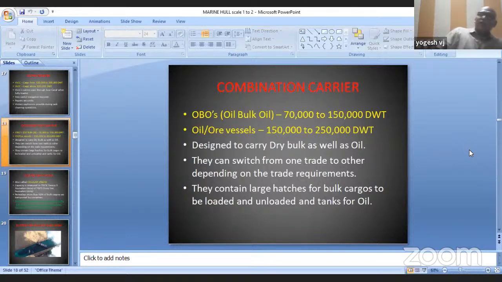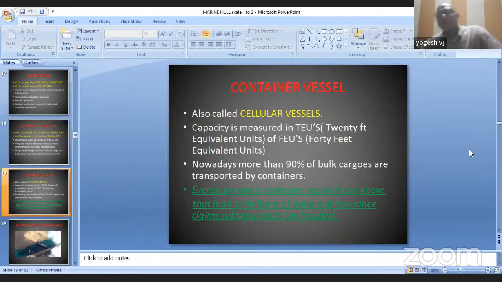They contain large hatches for bulk cargoes to be loaded and unloaded, and tanks for oil. Now, the container vessel. Evergreen was a container vessel. It is written in green; since it was Evergreen, I wrote it in green. These are also called cellular vessels.